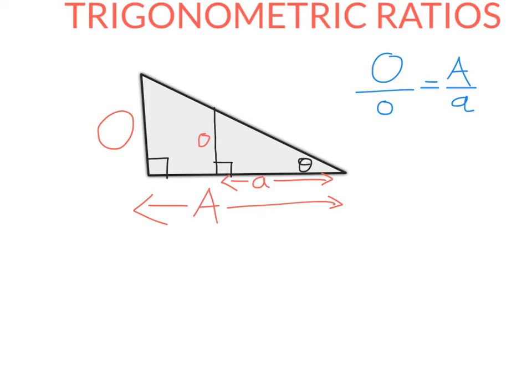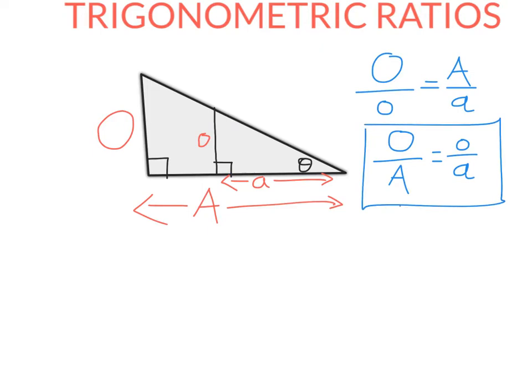Now, with a bit of algebra, I can rearrange this. This actually means big O over big A is equal to little o over little a. So what similarity means is not only are sides in different triangles in the same proportion, sides within the same triangle are in the same proportion. The ratio of this side and this side will be exactly the same as the ratio of this side and this side. So this has a very special name. This is called the tangent or the tan ratio. It's the ratio of O to A.